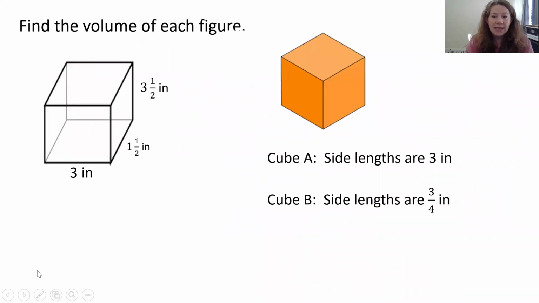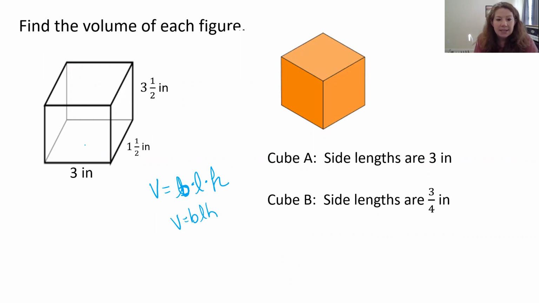All right, now the volume of figures for rectangular prisms, all you're going to do is multiply for volume. You're going to multiply base, whoops, wish I wrote a B. Base times length times height. That's all you do. That's what volume is. Base times length times height.